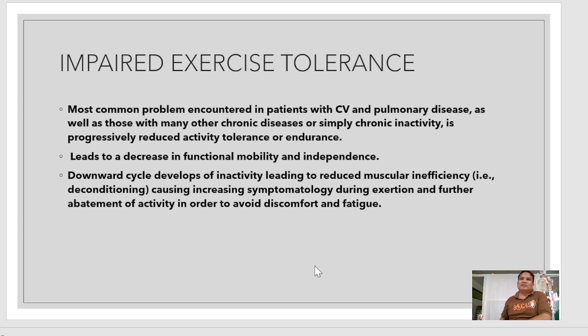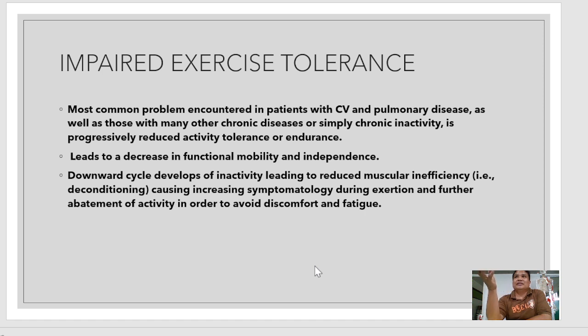So most commonly encountered in patients with cardiovascular and pulmonary disease, as well as those with many other chronic diseases or simply chronic inactivity, is progressively reduced activity tolerance or endurance. This is a common problem because if our patient is given no exercise, and the time comes when they say they cannot because the doctor said not to overexert. So you notice if they do not do the activity, slowly the condition deteriorates.